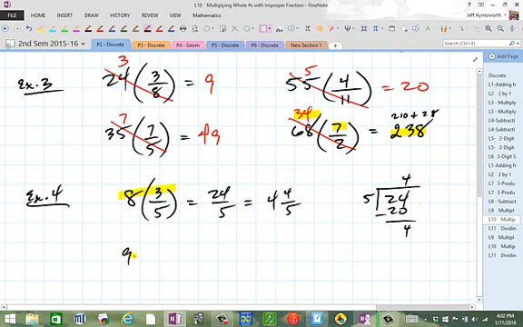So one more time. If you cannot divide by the denominator, don't worry about it. So 9 times 3/7. 9 is not divisible by 7, so don't worry about it. Go ahead and multiply. 9 times 3, 27, divided by 7. 7 divides into 27 3 times. 3 times 7 is 21, so remainder 6. So 3 and 6/7.